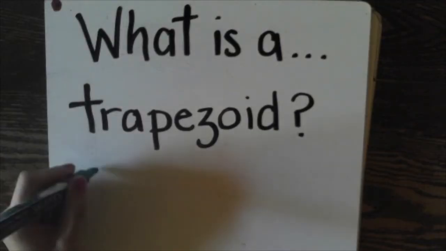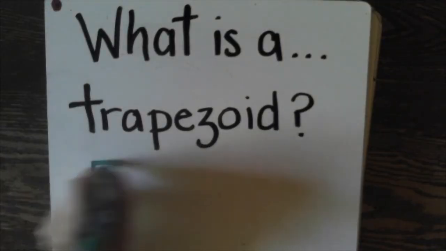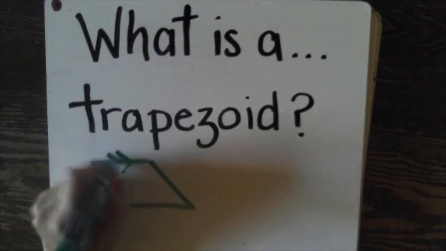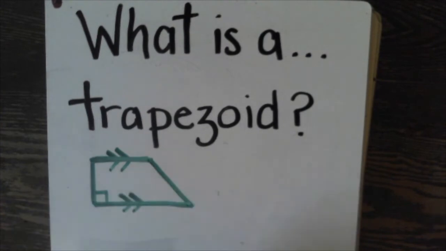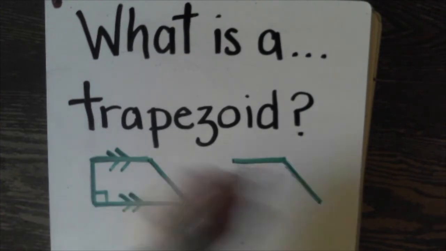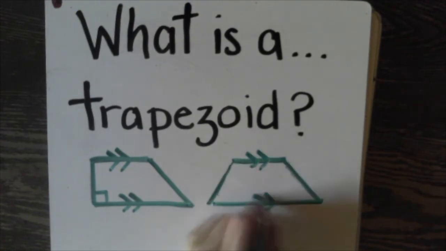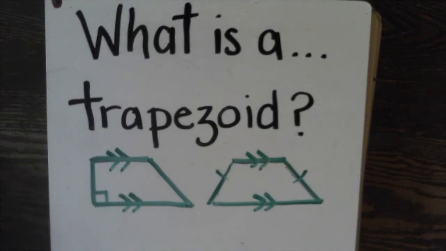What's a trapezoid? A trapezoid is a figure with exactly one set of parallel sides. This one also has a right angle. It doesn't have to. Here's another example of a trapezoid. It has exactly one set of parallel sides, again the top and the bottom here, but we also see a set of congruent sides. This is called an isosceles trapezoid.